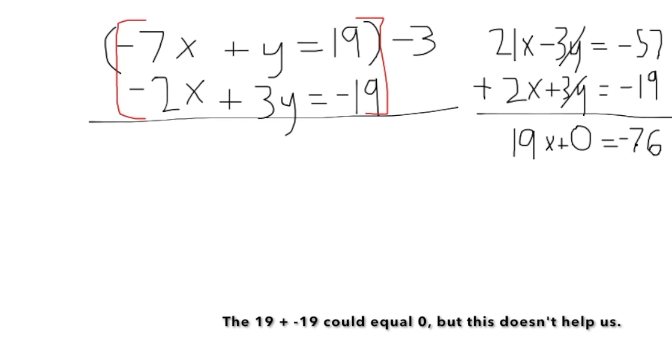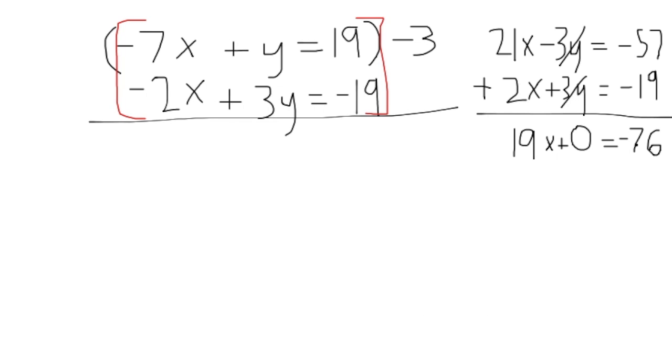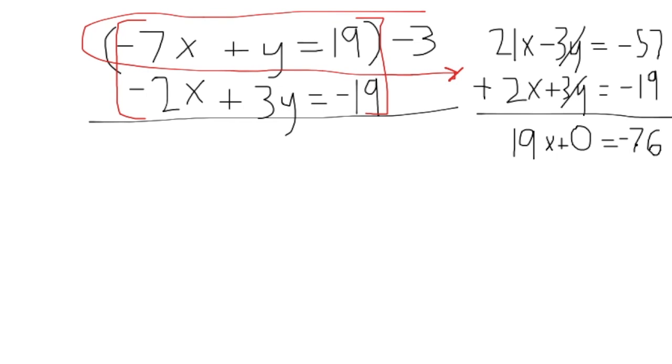So what we can do is, if we multiply the entire top by negative 3, we can create a negative 3y that we can then add to 3y to produce 0. That's basically what I did over here. If you multiply this entire thing by negative 3, you will then have 21x minus 3y equals negative 57, over the original, sorry, it should be minus 2x plus 3y equals negative 19. Then you're going to add these two together because minus 3y plus 3y is going to give you 0.